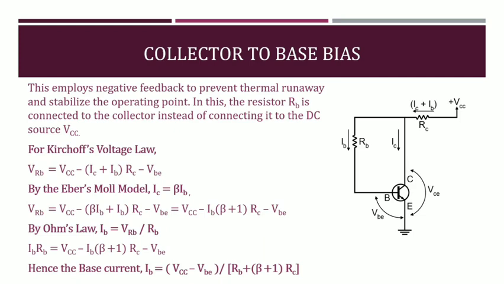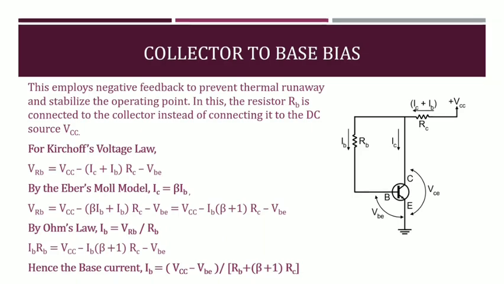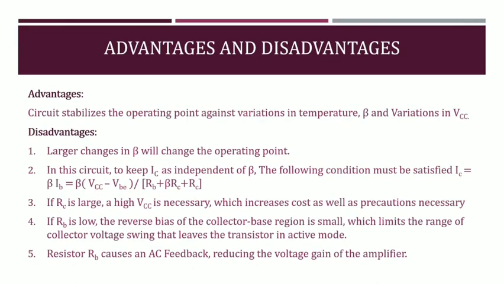By using the Ebers-Moll model, we can see that IC is equal to beta IB, which means beta is equal to IC by IB. So when we substitute these values in the above equation, which we solved by using Kirchhoff's voltage law, we will arrive at a new equation. And then we have to apply Ohm's law in that equation. Then we will reach the final one. Hence the base current IB will be equal to VCC minus VBE divided by RB plus beta plus 1 into RC.